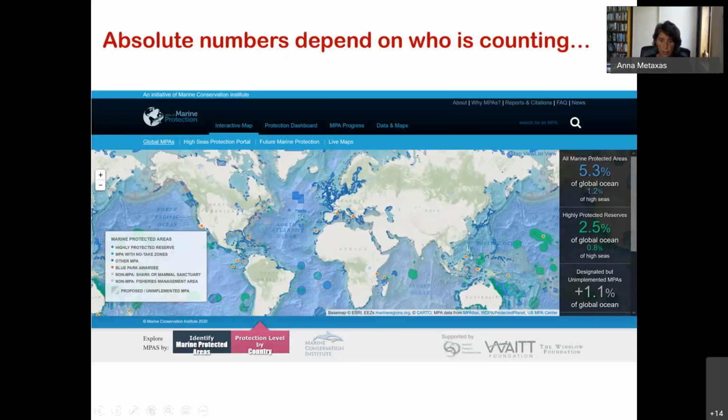And so you can see here in the colors where those are distributed. And so there's another 1% that are designated but unimplemented. So even if you add this to the 5.3, you're up to 6.4. So this was just a few months ago. This is where we were at.